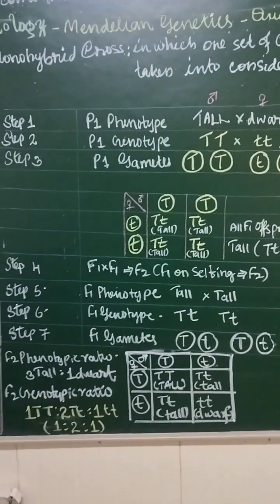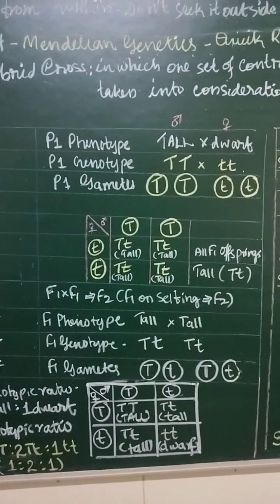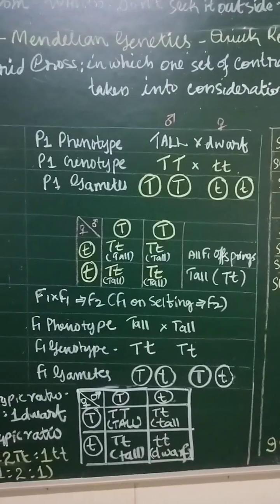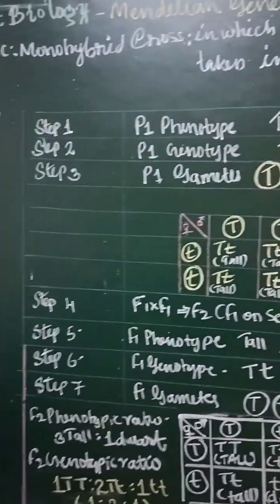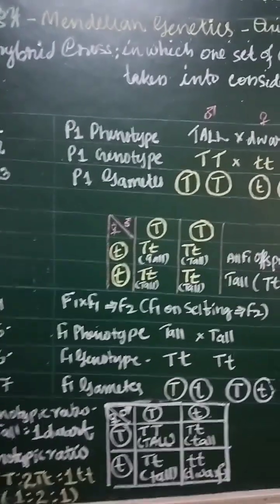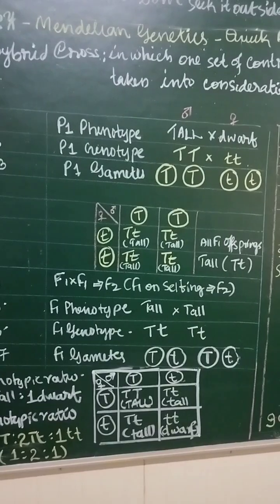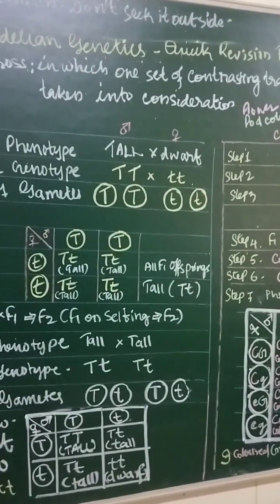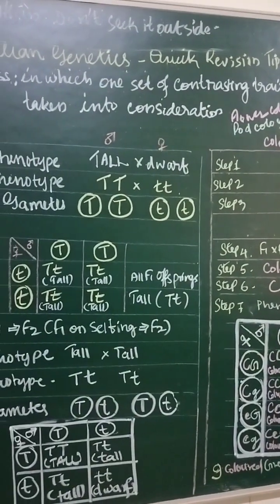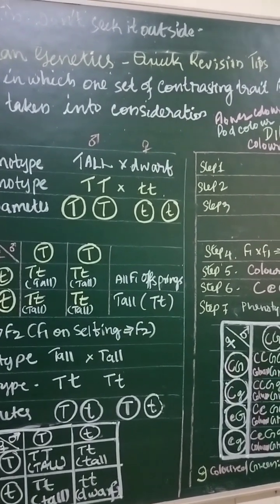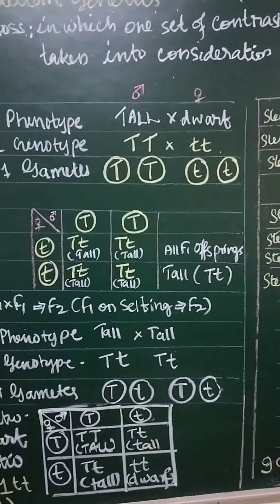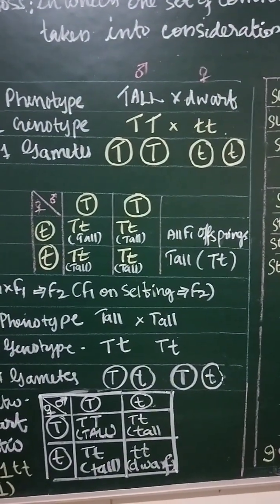In step 1, you will be making a cross between a male plant and a female plant having the P1 phenotype, the tall and dwarf plants. In step 2, second line, you can write the P1 genotype, writing the alleles with capital letters: capital T, that is homozygous for the tall plant, and homozygous small t for the dwarf plant.